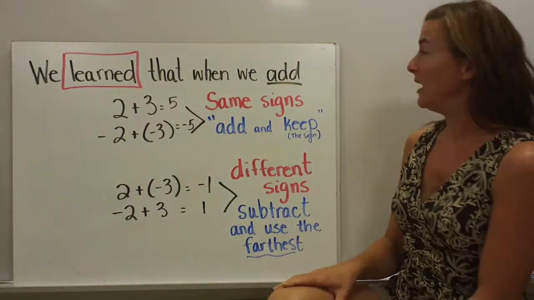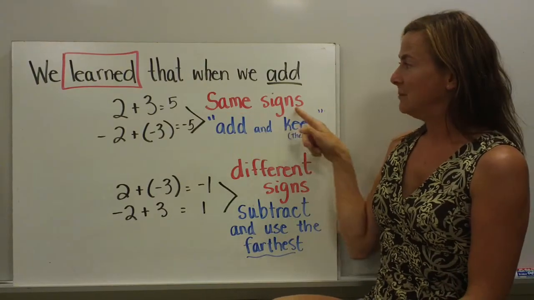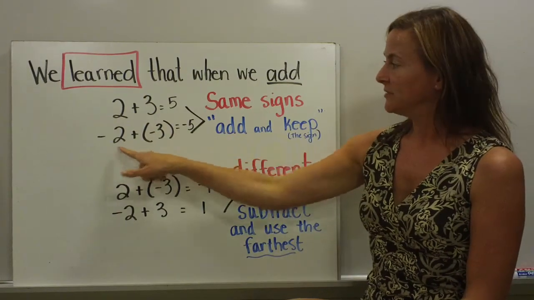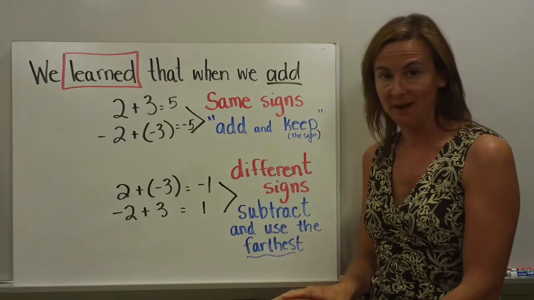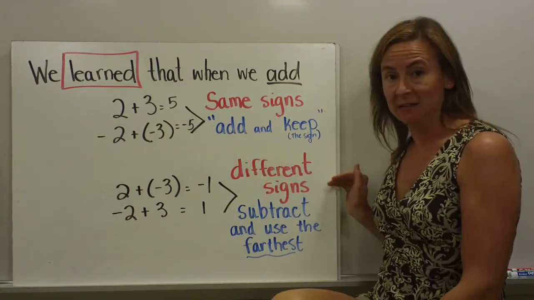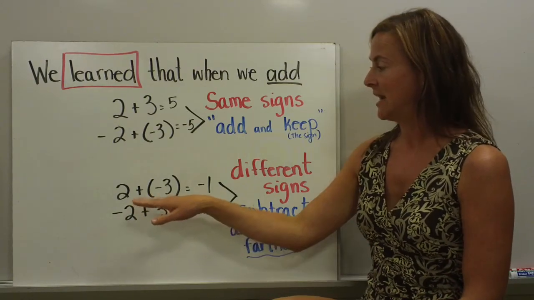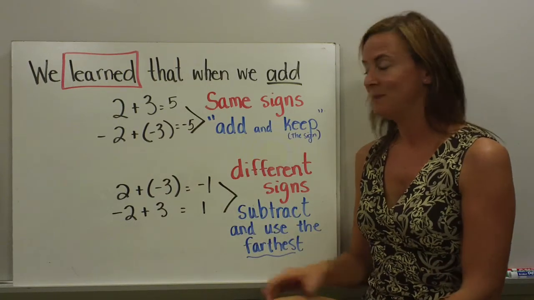So far, we have learned that when we add integers, if we add same signs, like 2 plus 3, or -2 plus -3, we add and keep the sign. We also learned that when we add different signs, we subtract and use the farthest sign from 0 to name the sign in the answer.